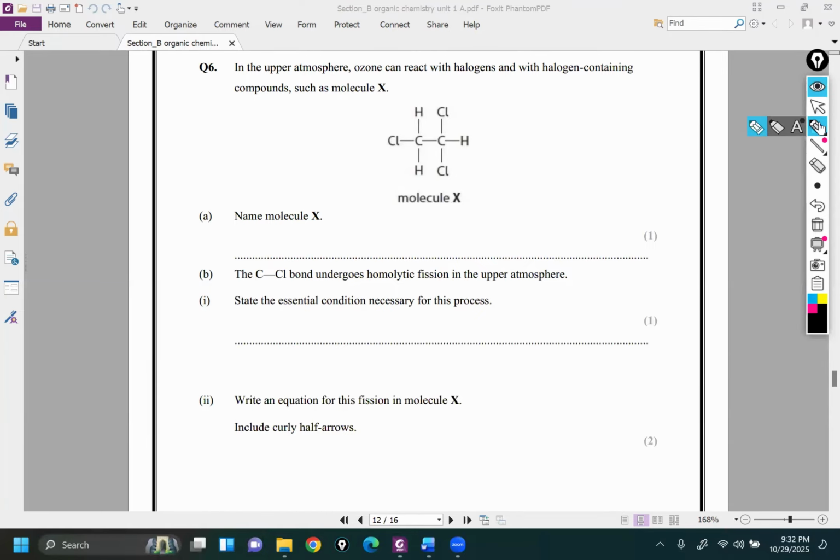In the upper atmosphere, ozone can react with halogens and with halogen-containing compounds such as molecule X. Name the molecule X. Now, we will select the longest continuous carbon chain. There are two carbons only. We will number the chain from the side to which the branches are closer. So this is chlorine, chlorine, and chlorine. On the first position, there are two chlorines, and on the second position, there is one chlorine. So the name will be 1,1,2-trichloroethane.